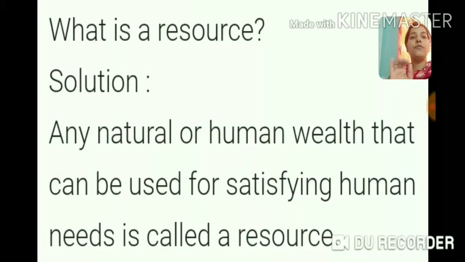Now, students, the first question is, what is a resource? Yes, anything that can be used to satisfy a need is a resource. In other words, we can say any natural or human wealth that can be used for satisfying human needs is a resource. It doesn't matter what that thing is, but anything that can be used to satisfy our need is a resource. You can write an example also.